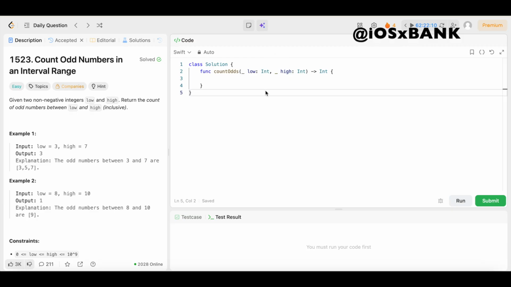And today we have question number 1523, count odd numbers in interval range. The difficulty level is easy, so you already know we're going to keep the solution as simple and easy to understand as well.